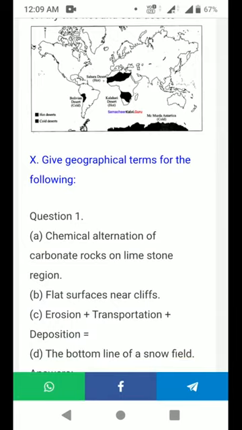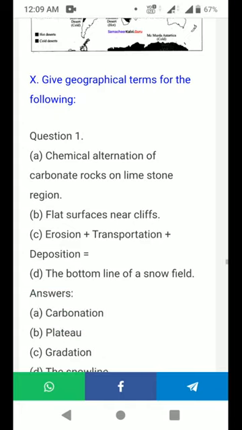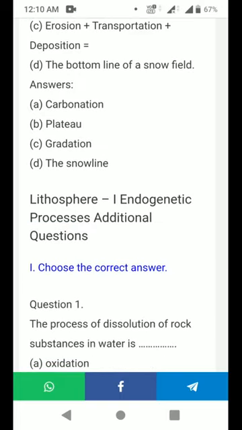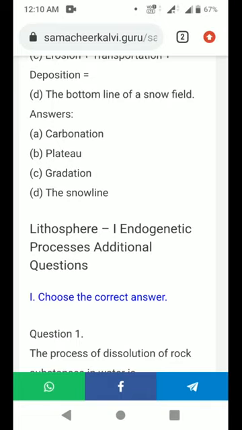Next one, Roman number 10, give geographical terms for the following. First question, chemical alteration of carbonate rock in limestone region. Here A, B, C, D like that they have given. For the first question the answer is carbonation. Second one, flat surface near cliffs, which is the flat surface near the cliff, that is plateau. Third is erosion plus transportation plus deposition gives gradation. Next, the bottom line of a snow field is the snow line. Okay, up to this. So thank you, students.